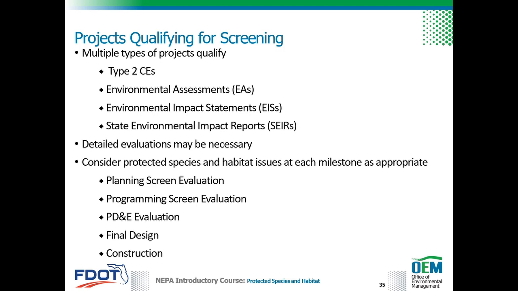As projects advance, protected species and habitat issues should be considered throughout all phases of project delivery, including the planning and programming screen evaluations, PD&E evaluation, final design, and construction. At each of these phases, the district should identify potential species impacts and fill in the information gaps as feasible. Coordinate with the services and/or FWC as necessary, and develop, refine, and implement mitigation strategies and commitments as appropriate to ensure compliance with federal and state species laws.